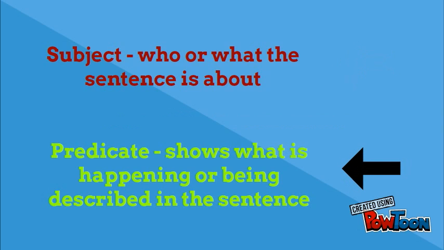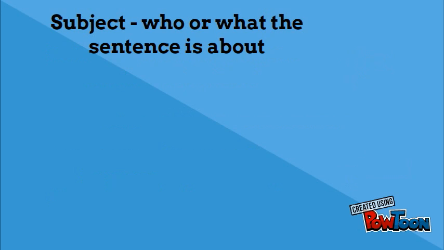The predicate shows what is happening or being described in the sentence. The predicate starts where the verb begins. If you have a compound or complex sentence, you might have more than one subject or predicate. But let's begin with the basics. A subject is who or what the sentence is about. Let's look at an example.